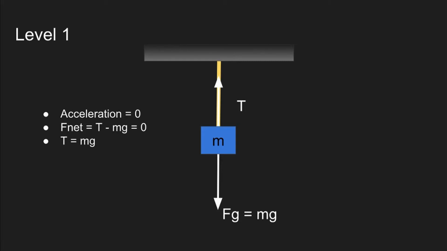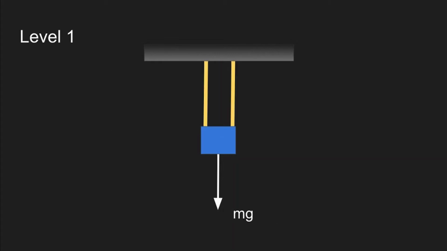Which makes sense if you think about it like a tug of war between the force of gravity and the force of tension. Gravity is pulling downward, the force of tension is pulling upward. It's not moving either way, so they must be pulling with the same force. So T equals mg.